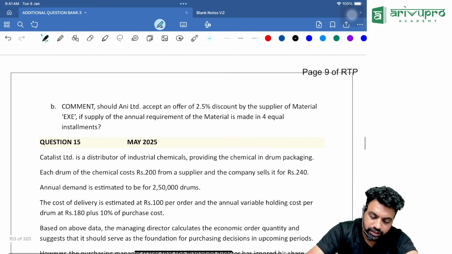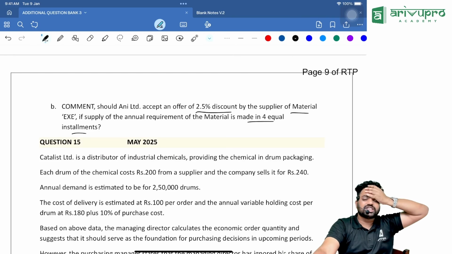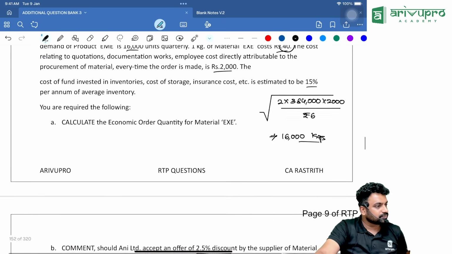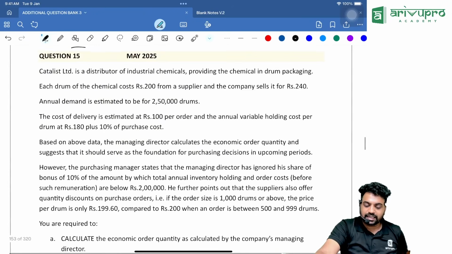Now, comment. Should Ani accept the offer of 2.5 by the supplier if they are required to be doing the 4 installment? This is normal your comparison table, guys. You can do it on your own. Fine now? Okay. Shall we go to the May 25 RTP?